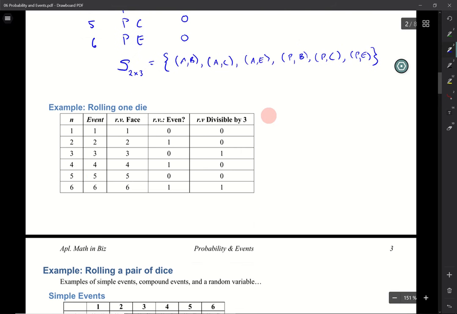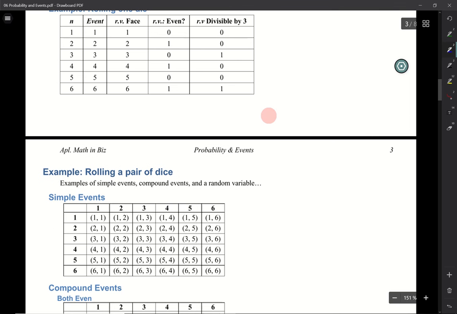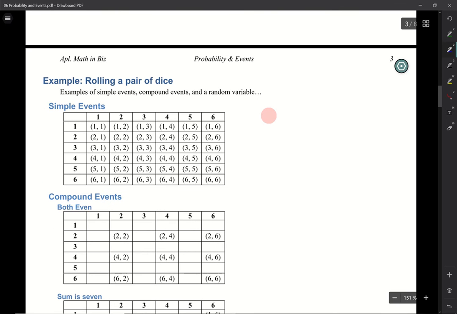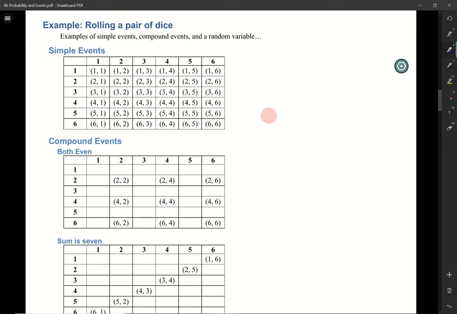Okay. So we looked at one coin, tossing one coin. So two. Then we looked at tossing 2 coins. So we looked at one die. Well, let's look at rolling a pair of dice.